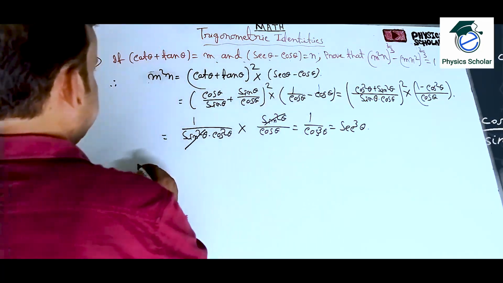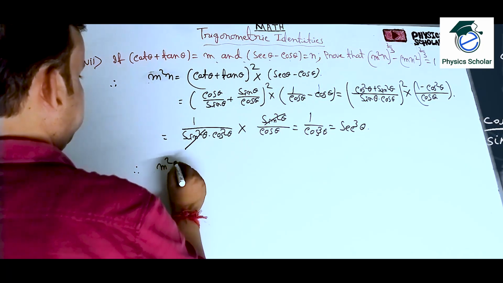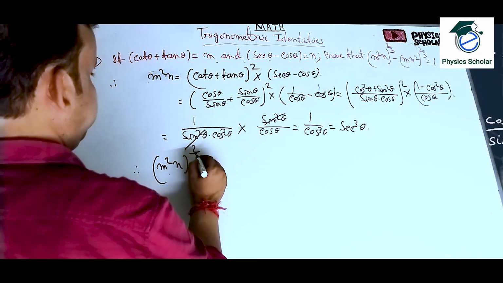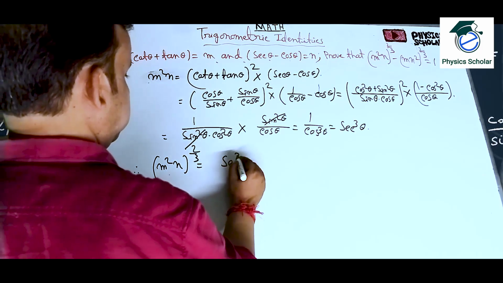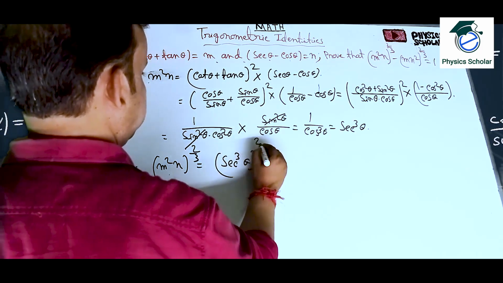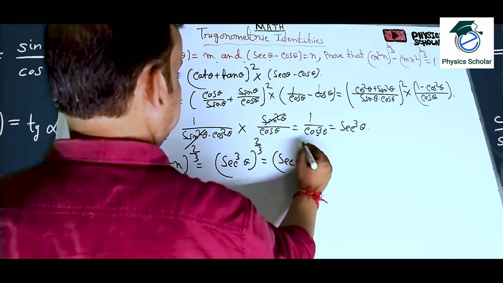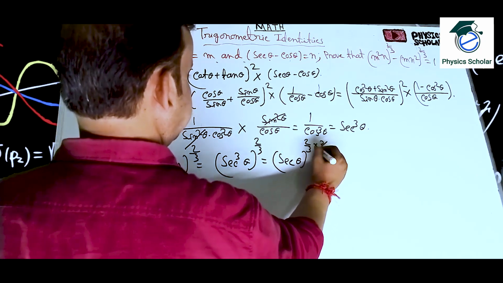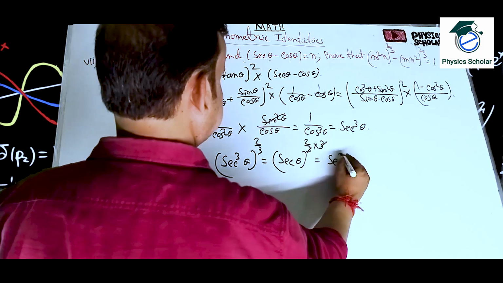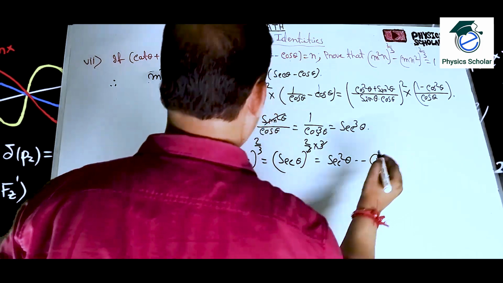Now what do we have to prove? The power 2 by 3, right? So m square n whole to the power 2 by 3 is equal to sec cube theta whole to the power 2 by 3, which is sec theta whole to the power 2 by 3 into 3. That means sec square theta. Clear? It is the question number 1.